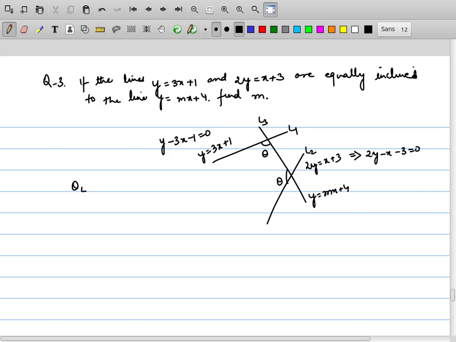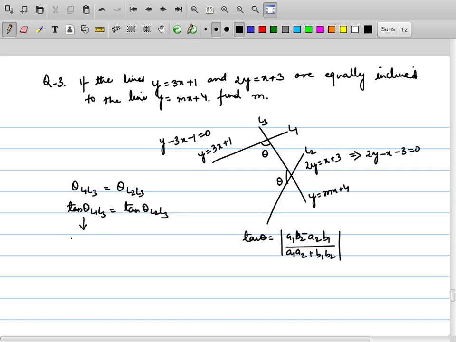So the angle between line L1 and L3 is the same as the angle between line L2 and L3, which means tan of theta L1 L3 is the same as tan of theta L2 L3, and which simply means we have to use a formula. What was the formula between two lines? Tan theta was (a1 b2 minus a2 b1) upon (a1 a2 plus b1 b2). So what would be this angle? Tan theta L1 L3.